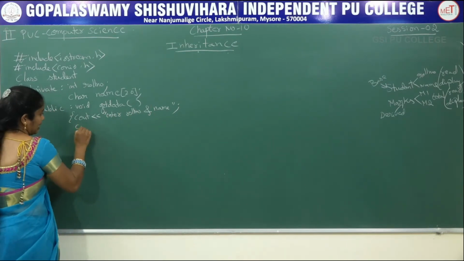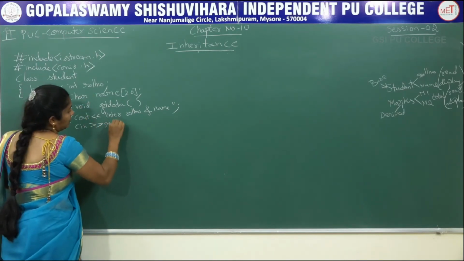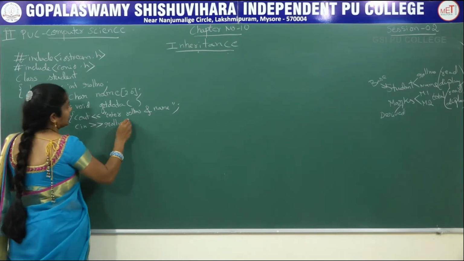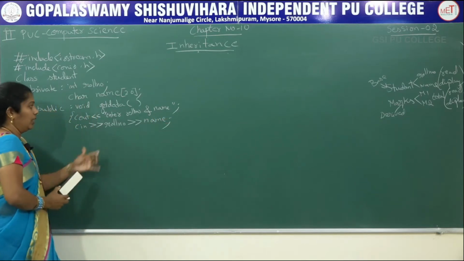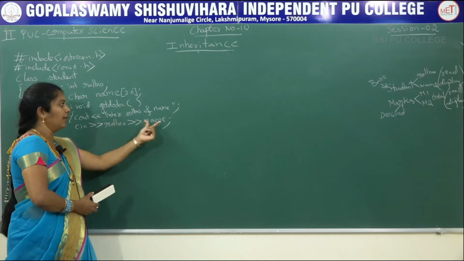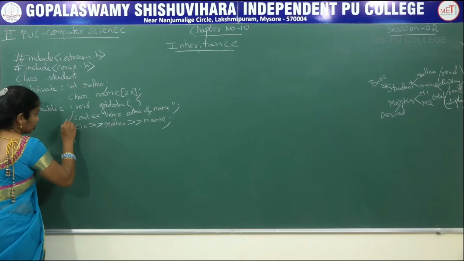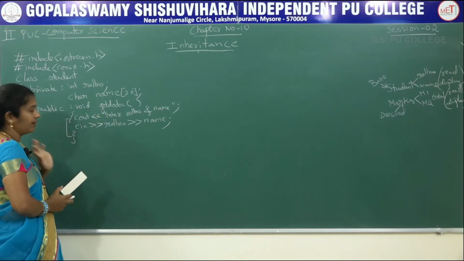Then cin, the extraction operator. First I am going to take roll number, the extraction operator, then name. Here there are two data members, one is roll number and one more is name. Here we are taking input. Then we will close this function. This is the get data function. Here I open and here I close it.